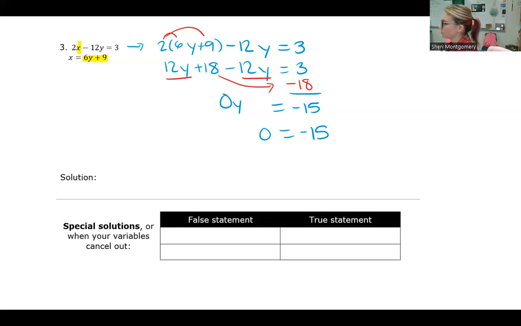Is that true? No. If I have 0 y's, then I have none of them. I don't have to write it. So what I end up with is a math statement. 0 is equal to negative 15. Is that true? No, that is not true. When something is not true, what does that mean? No solution. So my solution is no solution.